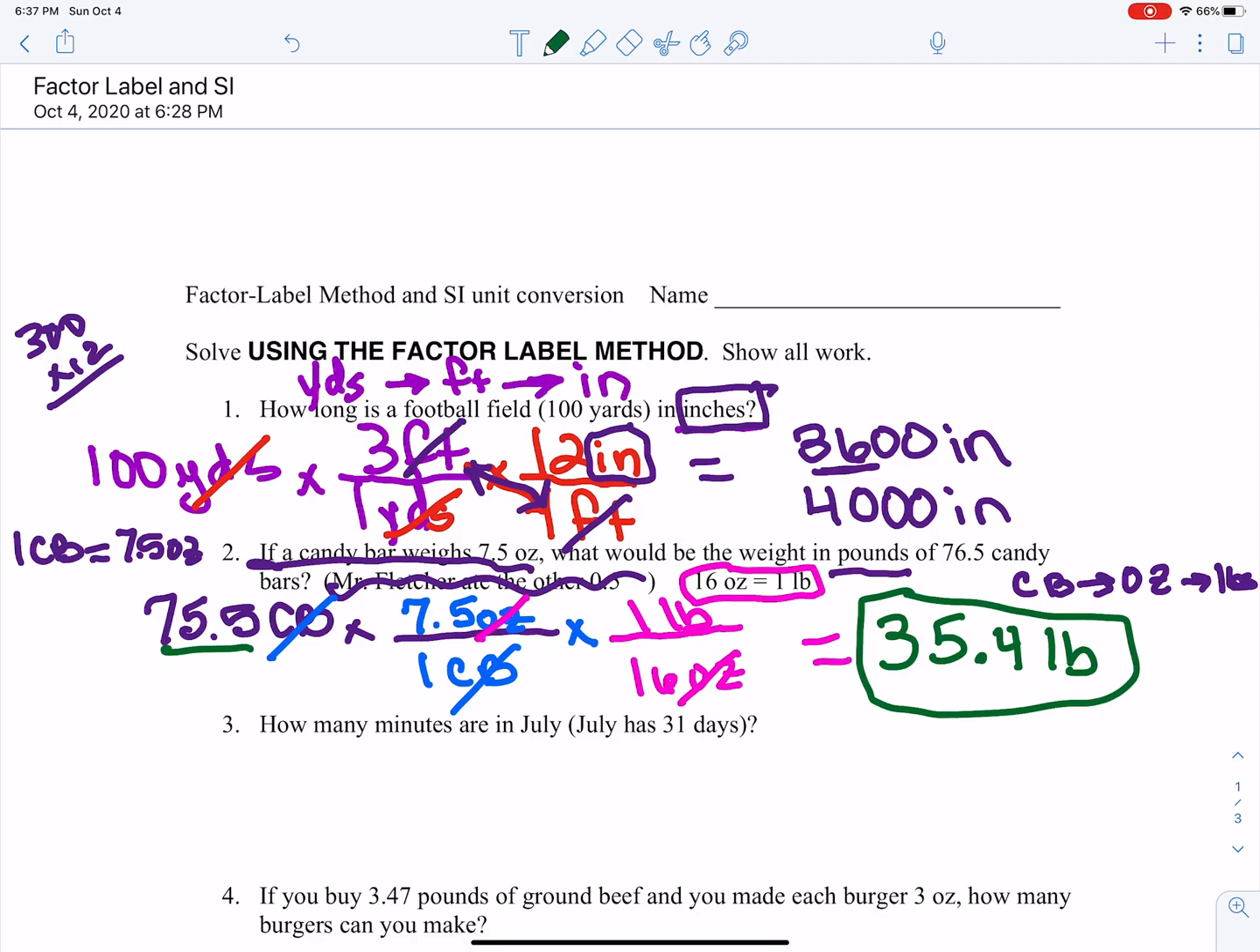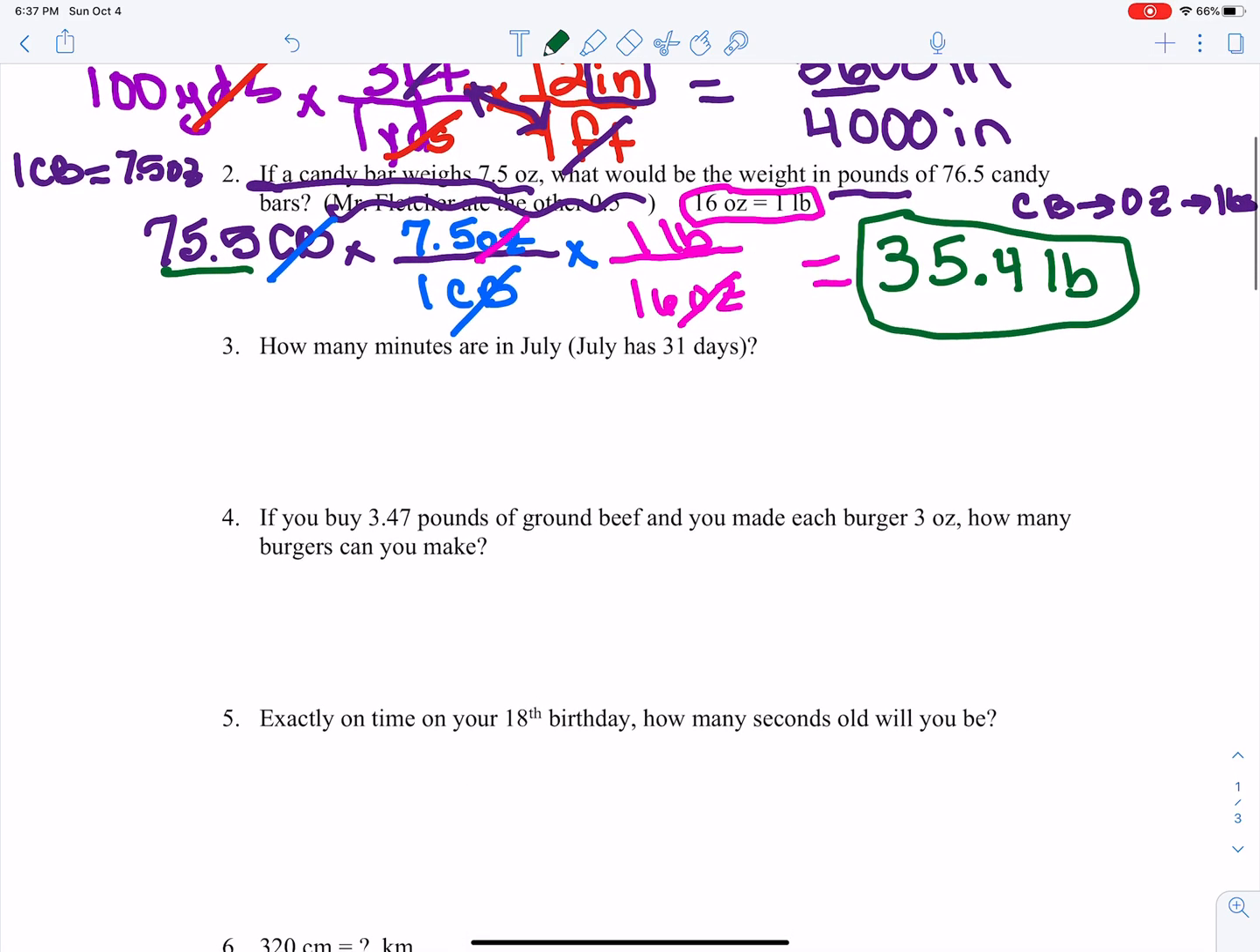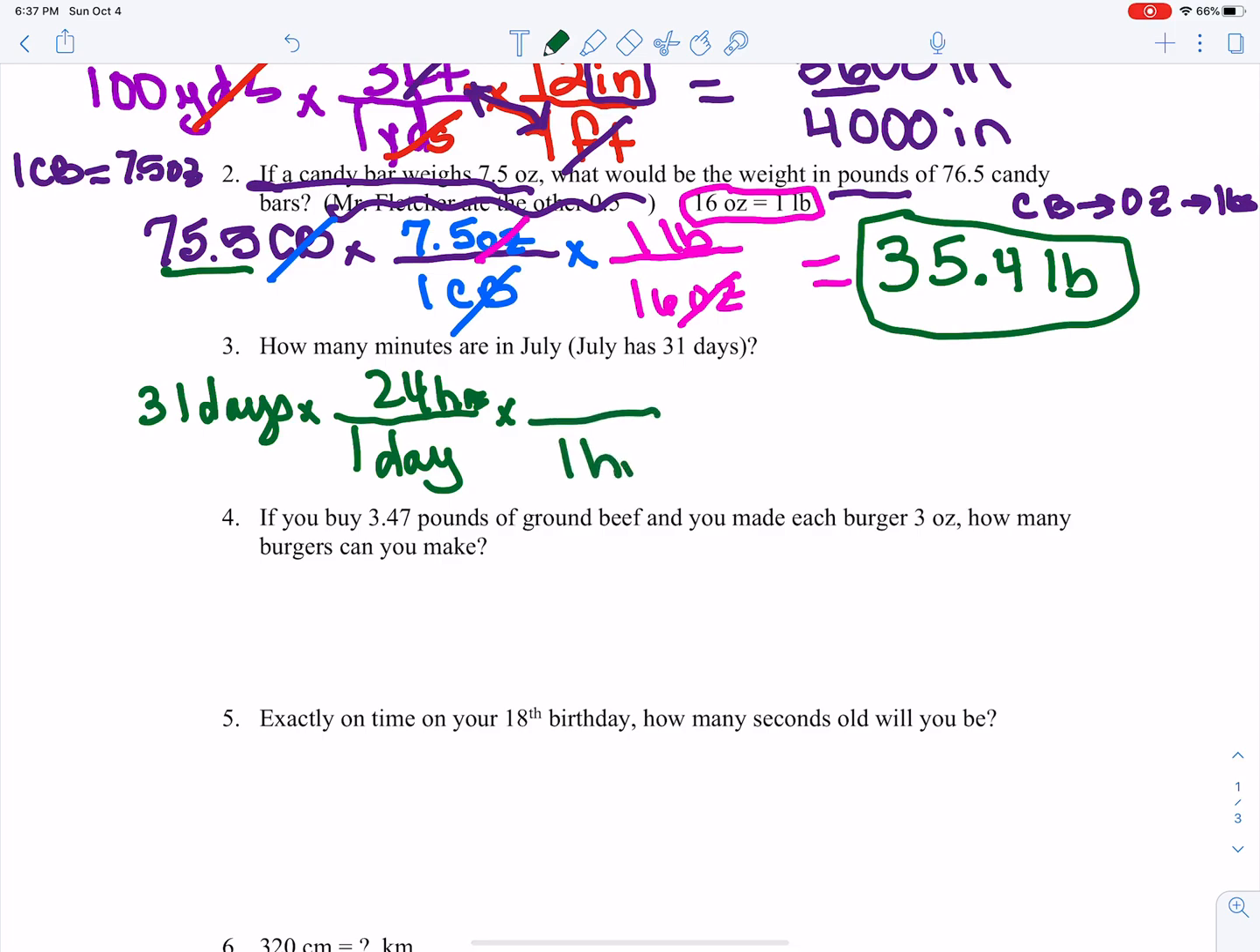Let's do another one. Let's do, how many minutes are in July? So we know there's 31 days in July. So you could do this several ways. However, I'm going to go from days to hours, hours to minutes. So 1 day is 24 hours, and then 1 hour is 60 minutes. That's not difficult.